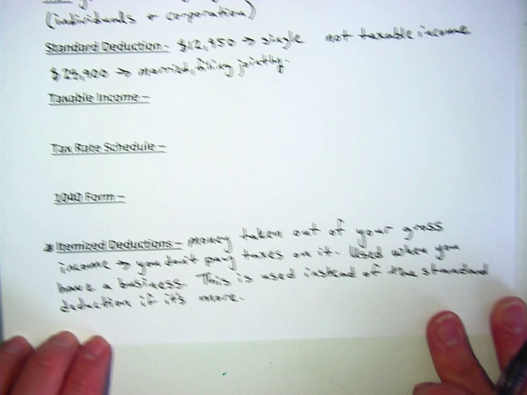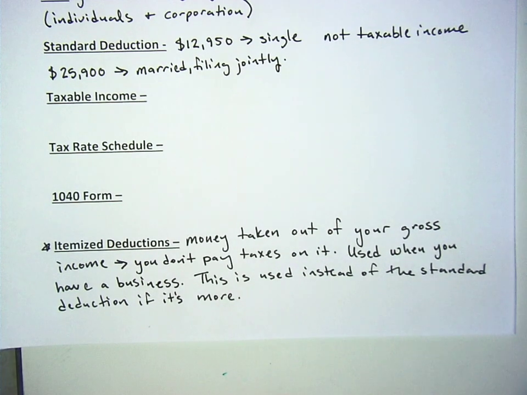So let's suppose that you can deduct all this stuff that you've paid for your business, and it ends up being more than $12,950. Then you can do it that way. Most people take the standard deduction, but some people are in special circumstances where they're paying so much out of pocket for a business or something like that, where they need to take the itemized because it would be better for them, more cost effective.